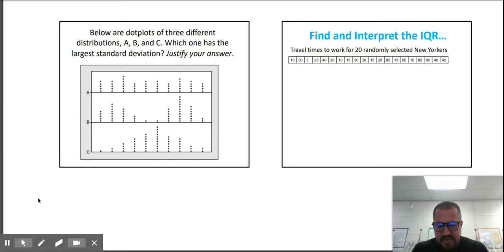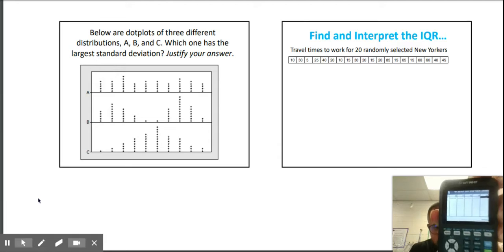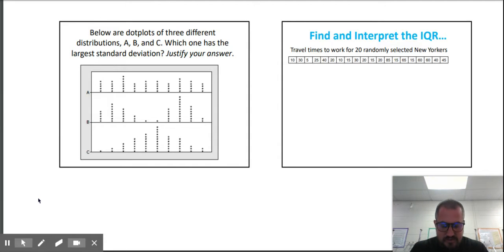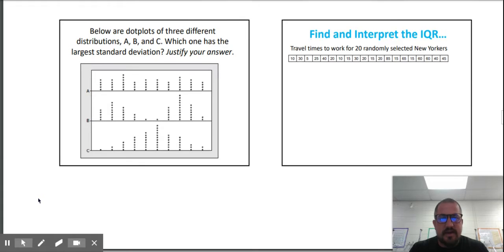So we're going to go to Stat Edit, and this screen appears, the list one, and I'm going to type in my numbers. So 10, 30, 5, 25, 40, 20, 10, 15, 30, 20, 15, 20, 85, 15, 65, 15, 60, 60, 40, and 45. And feel free to pause the video when you're entering the data if you need to slow down. So type my numbers into list one.